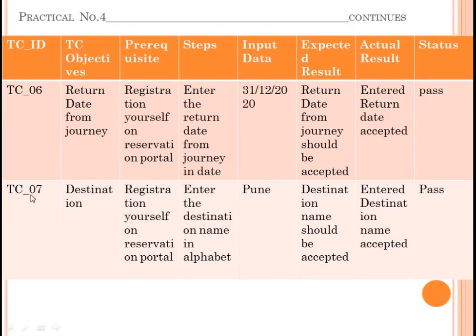The next test case is test case number 7, and the TC objective is destination. The prerequisite is to register yourself on the reservation portal. The step is to enter the destination name in alphabets. The input data is Pune, and the expected result is that the destination name should be accepted. The actual result is that the entered destination name is accepted and the status is pass. We check whether the destination name is accepted or not. If it is accepted, then the status is pass.